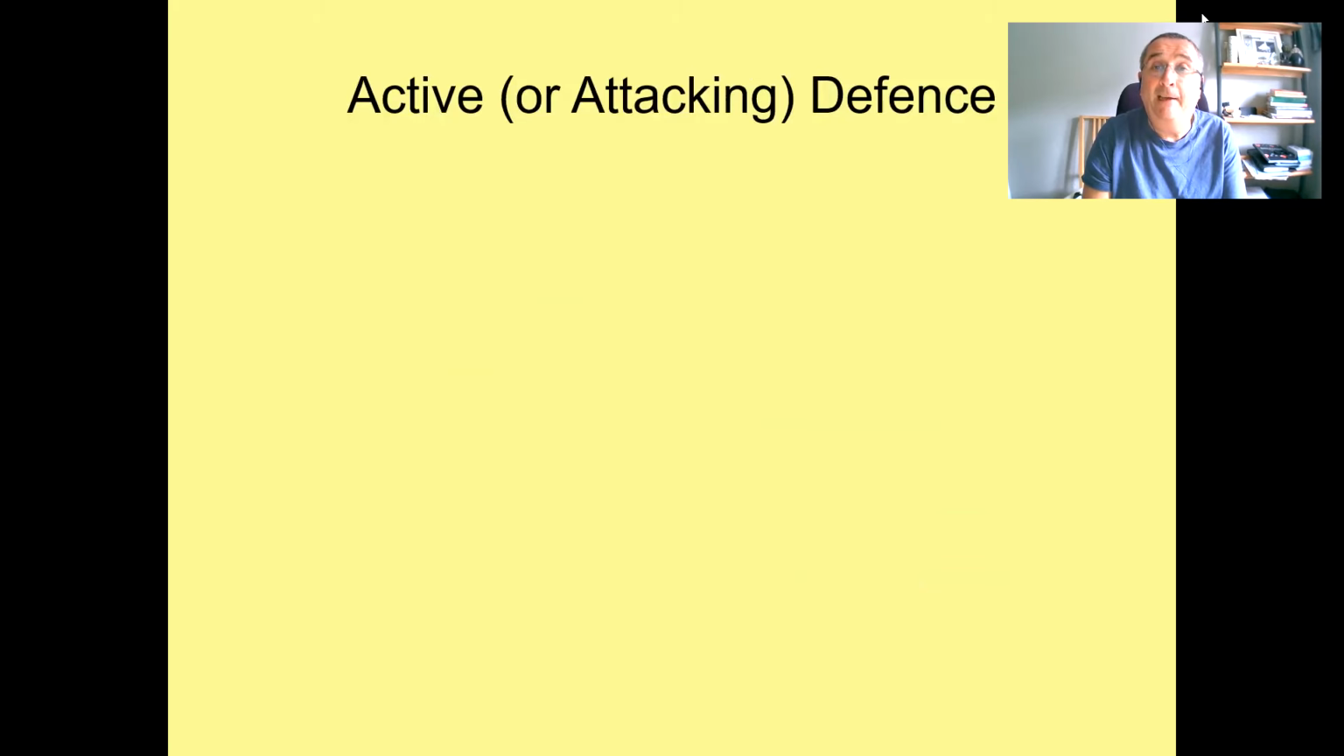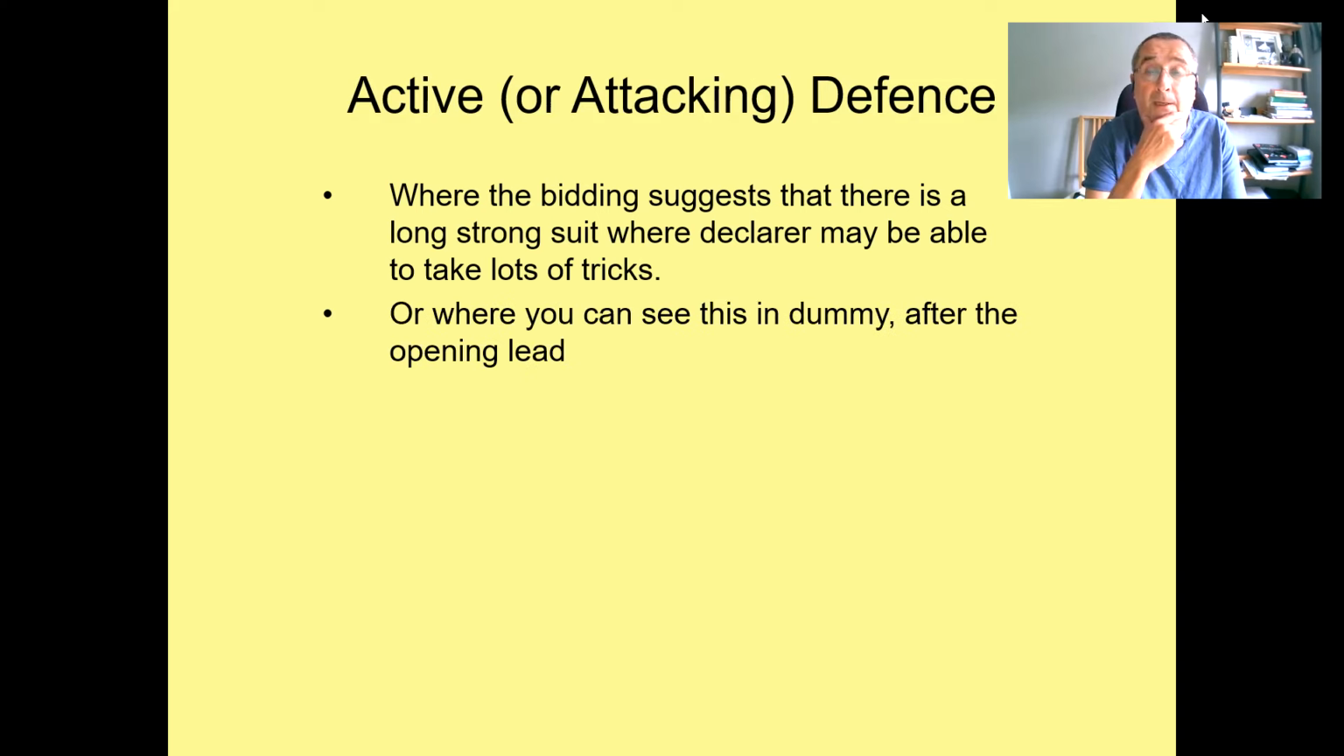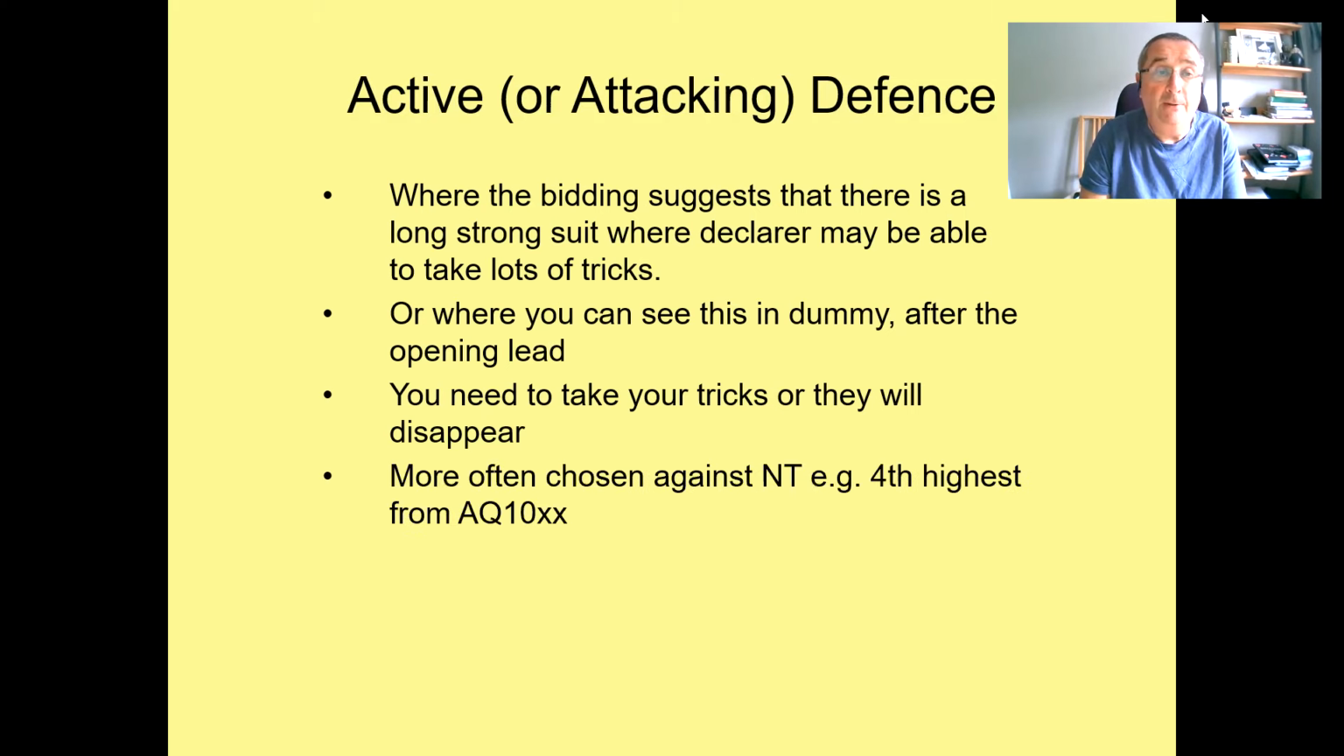Well, an active or an attacking defense, you might choose to make that where the bidding suggests that declarer and dummy are quite strong. Perhaps the bidding suggests there's a long, strong suit in dummy where declarer may be able to make a lot of tricks. And even if you don't know that from the bidding, once you see dummy, if you see a long, strong suit in dummy, that often is a time for you to switch to an attacking or active defense, where you need to take your tricks in any other suit or they will all disappear. Declarer's got bags of tricks, maybe, and you need to take your tricks before they disappear.